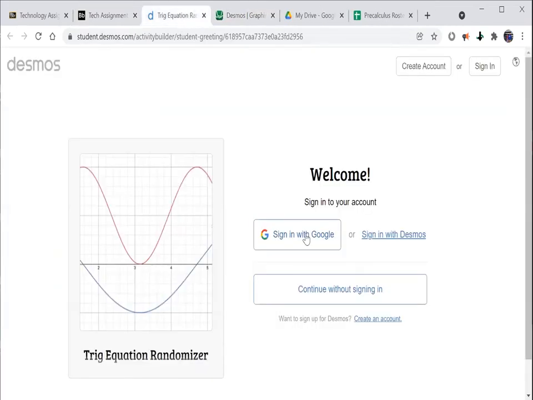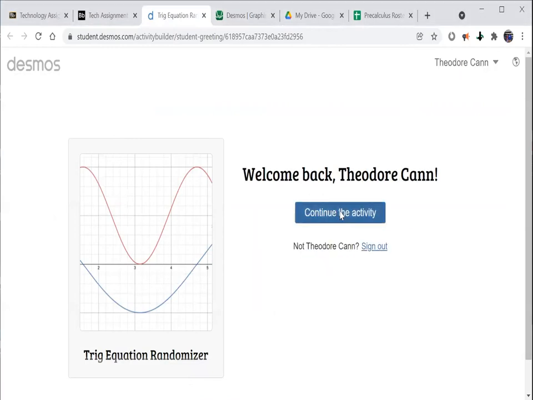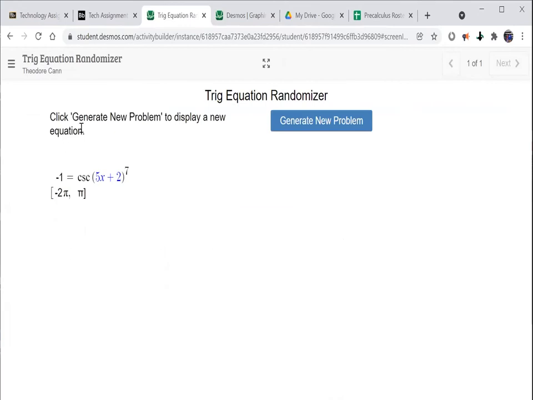All right, so what you would do, I'm going to just sign in with Google if it'll let me. Yep, continue with the activity. Click generate new problem. If you don't like the one that you see, just generate. Like, keep going until you find something that you like. Whatever you think.